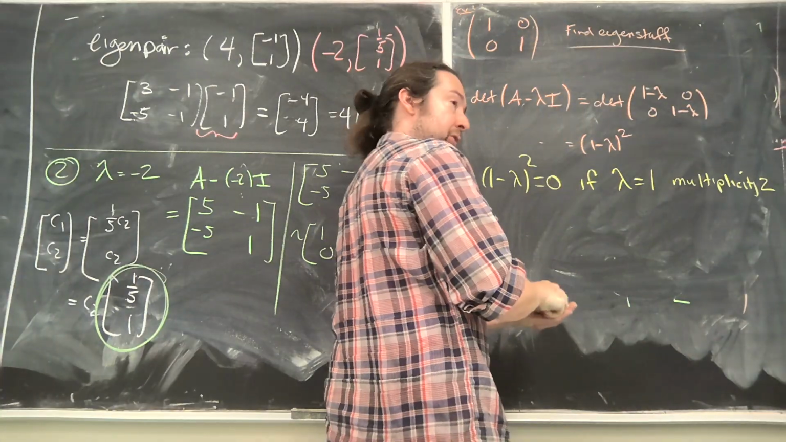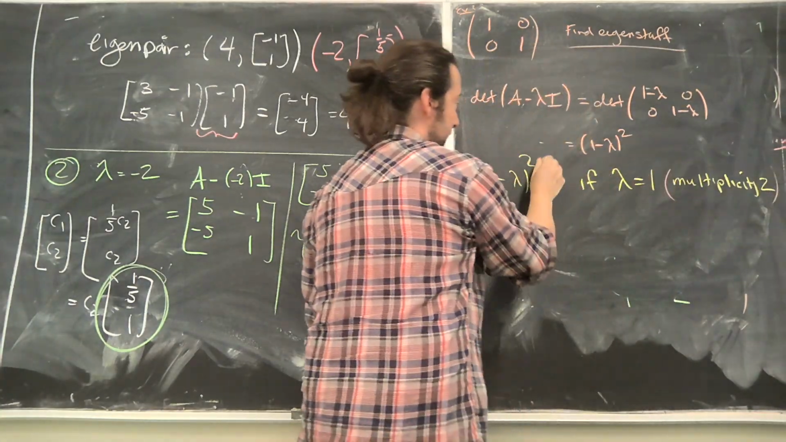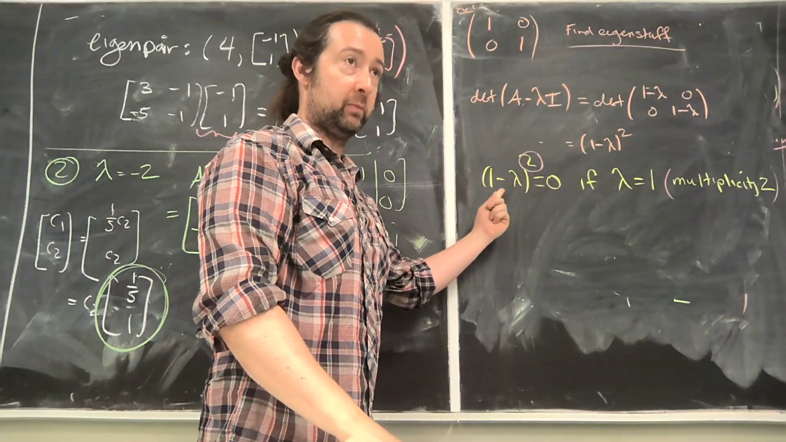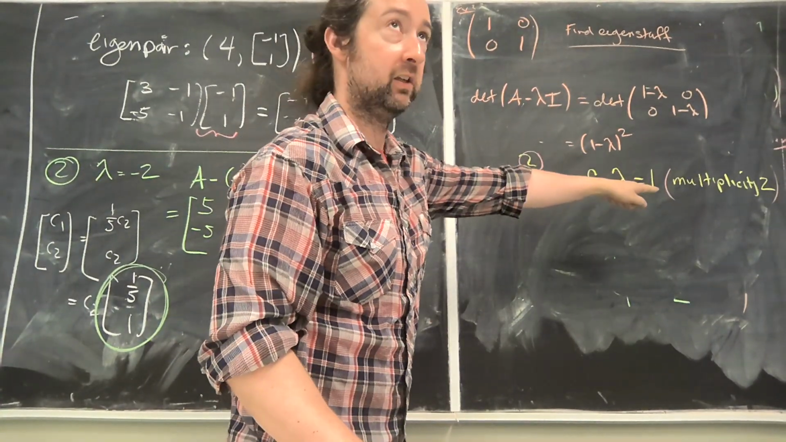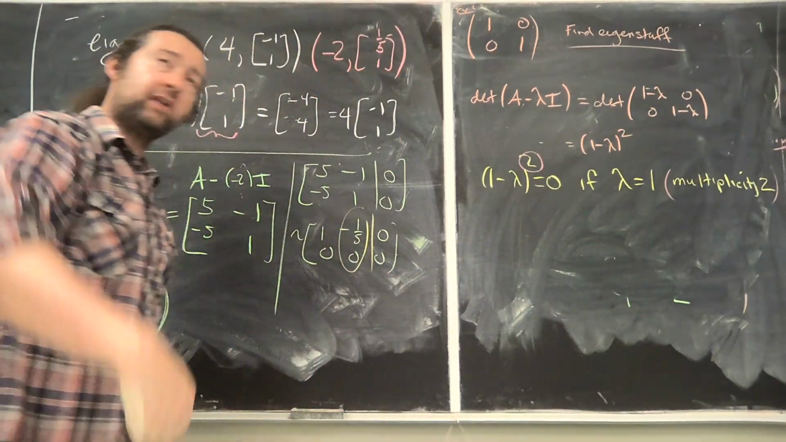So this is something I'm going to show you guys next time, the idea of multiplicity. The number of times that that term shows up in this factored polynomial means something. So I'm just introducing the idea before I've actually formally defined it for you. So it's got one eigenvalue.